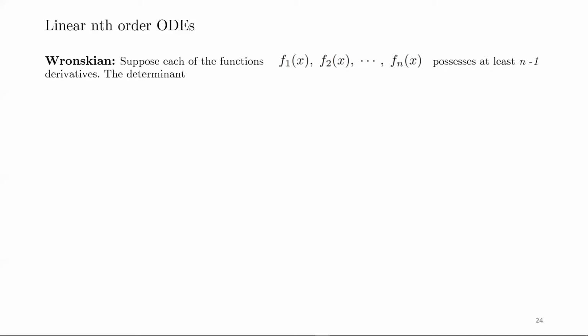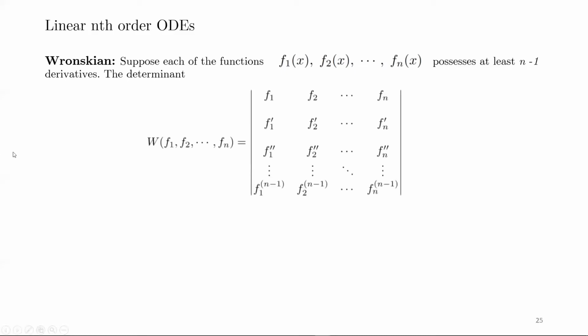Okay, so this thing called the Wronskian, it's got a kind of a cool name, and I'll show you what it is very shortly. So suppose each of the functions f1, f2, f3 through to fn possesses at least n minus 1 derivatives. Then we can define a determinant, which I'm going to call W, because we're going to call this the Wronskian. So the Wronskian of all these functions f1, f2, f3 through to fn is given by this matrix determinant.